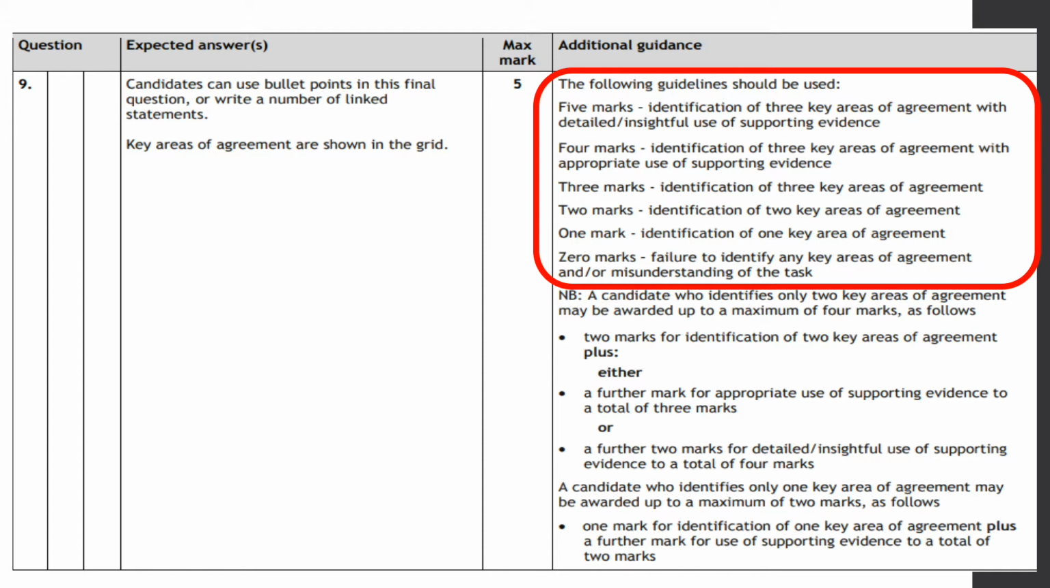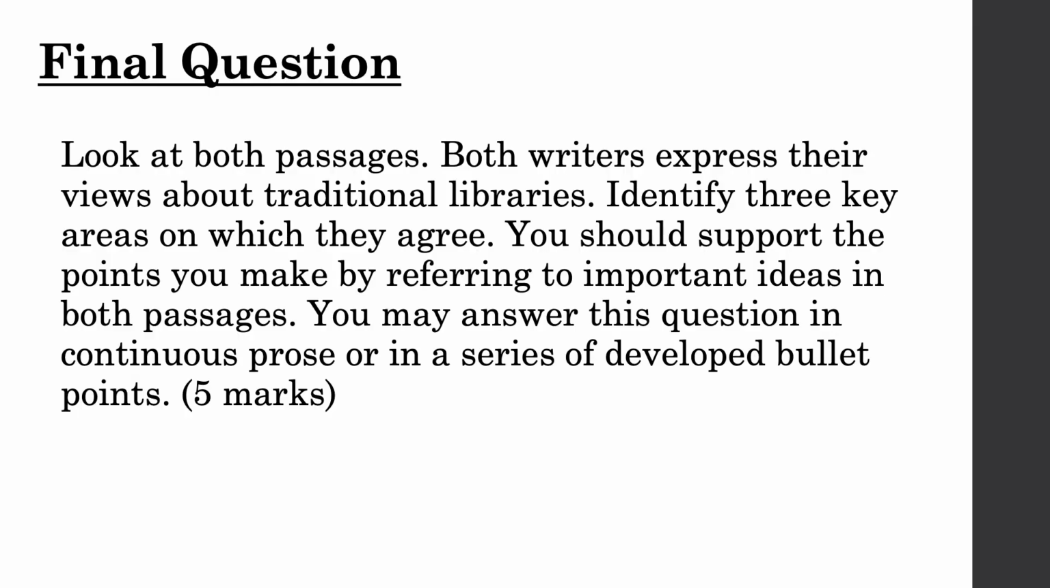For 1 mark, you need to identify 1 key area of agreement. For 2 marks, you need to identify 2 key areas of agreement. And for 3 marks, you need to identify 3 key areas of agreement. Thereafter, to get 4 or 5 marks, you still only require to identify 3 key areas of agreement. However, you need to include appropriate supporting evidence for 4 marks, or else detailed and insightful use of supporting evidence for 5 marks.